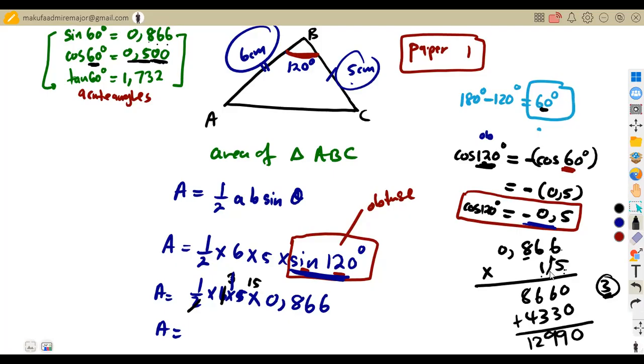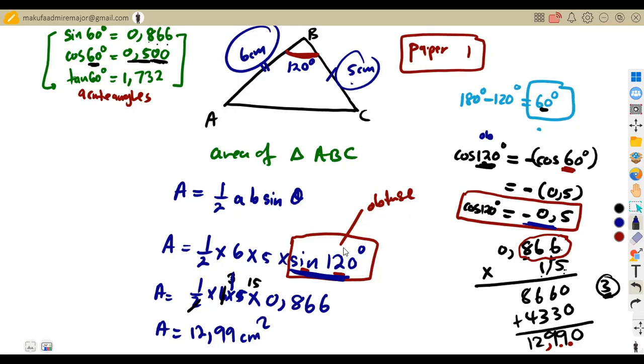Our main decimal places from the first place, we are given 3 decimal places from the 0.866, this one. We've got 3 decimal places. We're going to count 1, 2, 3. So our comma is going to be here. So meaning to say we are going to obtain 12.99, which is in square centimeters.